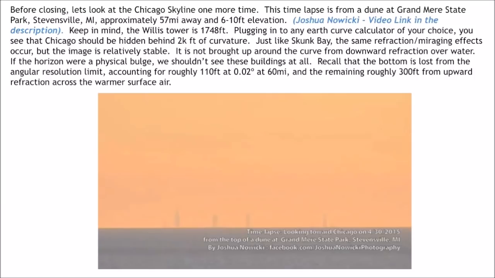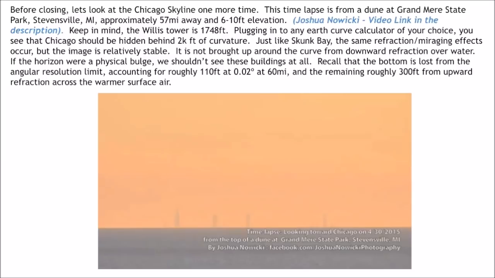Just like the Skunk Bay footage, the same refraction and miraging effects occur, but again, the image is relatively stable, as if you were just seeing it through wavy water, not that you are bringing this entire amount of imagery up behind a curve, nor that it is compressing and moving back down again at that rate. It's just not happening. It is not brought up around the curve from downward refraction over water. It just doesn't occur. If the horizon were a physical bulge, we shouldn't see these buildings at all.